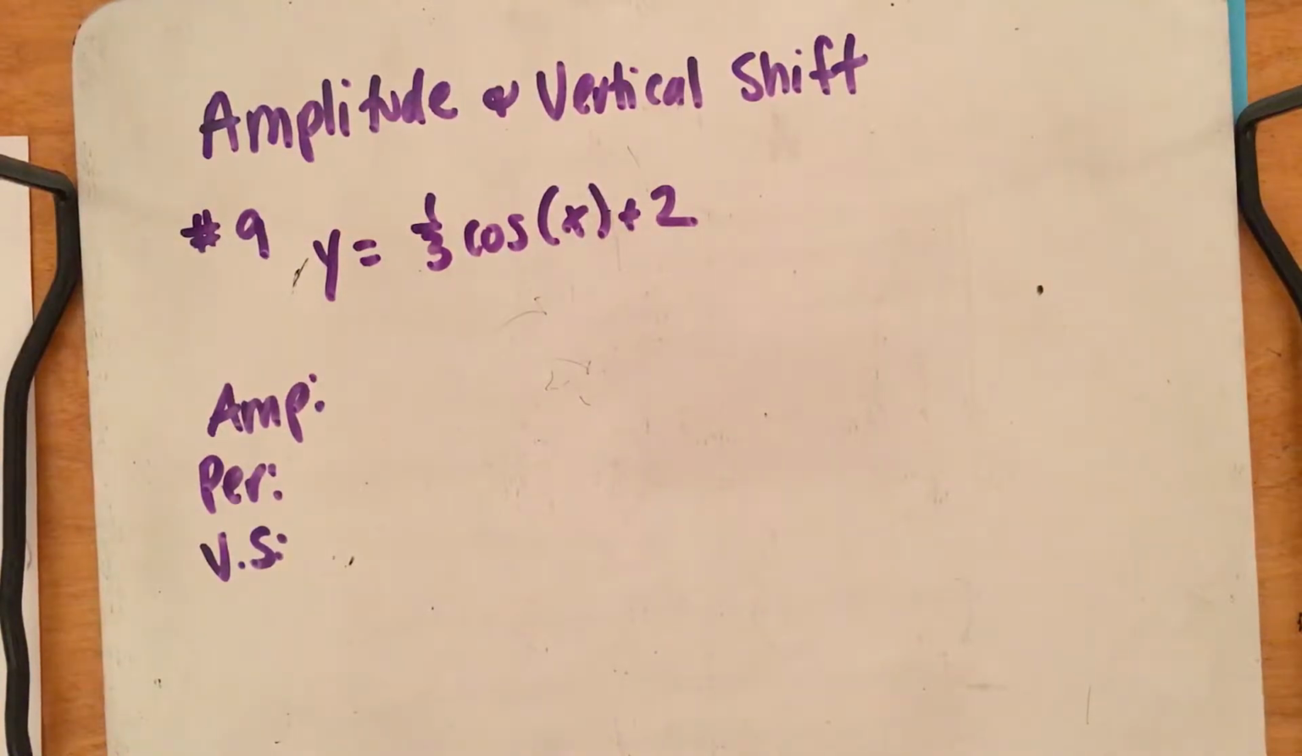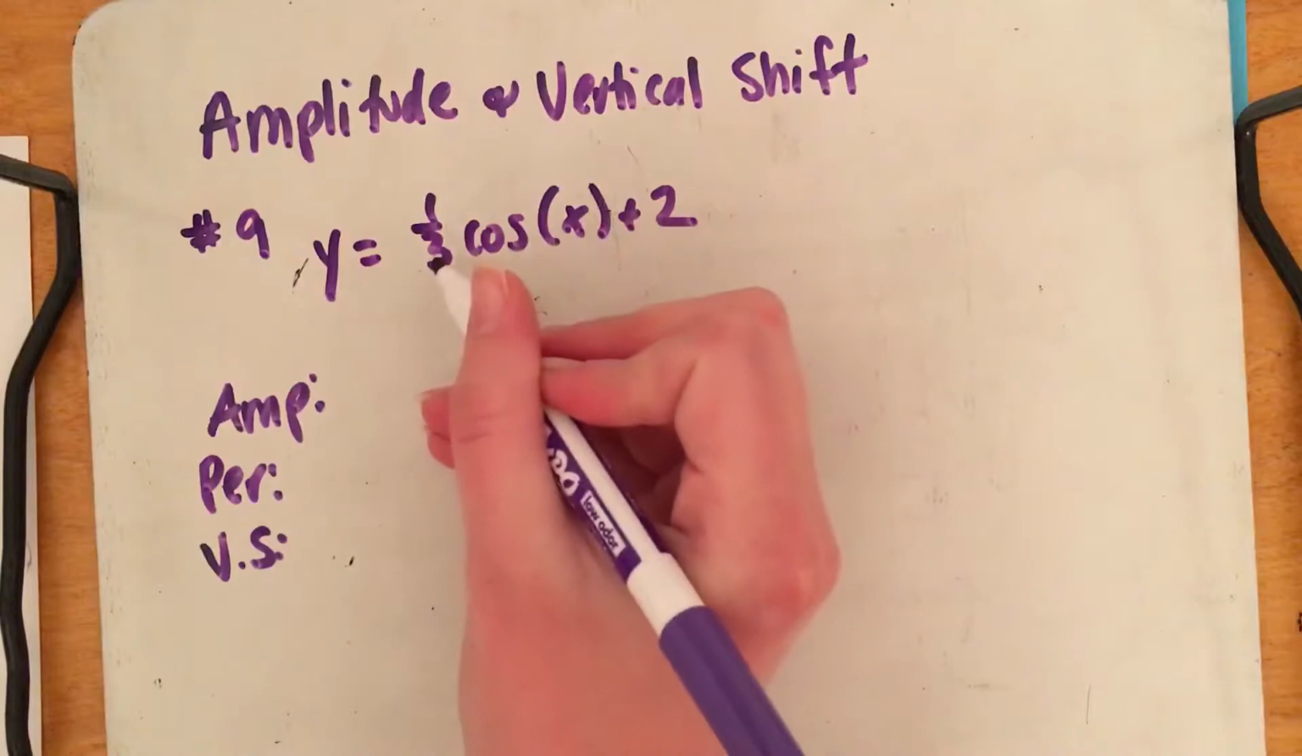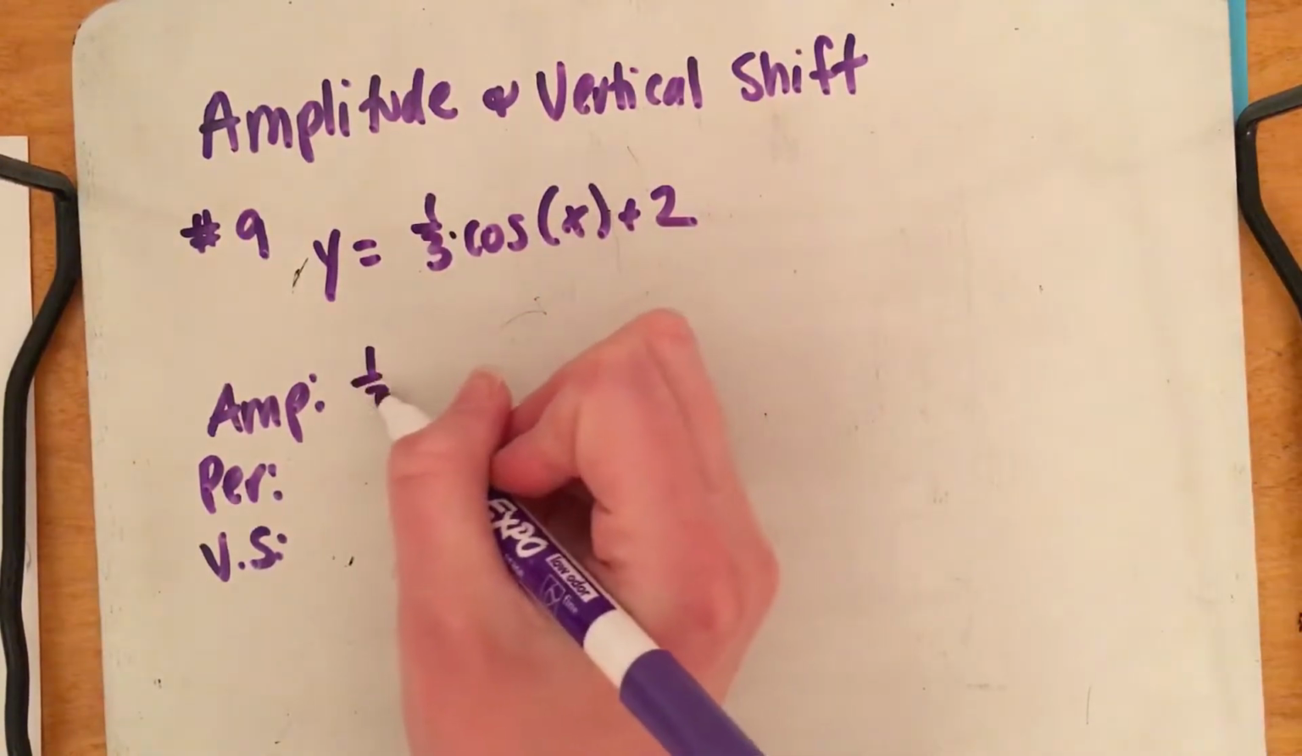All right, this video is about combining together amplitude changes and vertical shifts. So the question I'm going to refer to is number 9, 1/3 times cosine of x and then plus 2. So let's identify a few things first. The amplitude, again, is a number in the front times the cosine, so we have 1/3 right here.